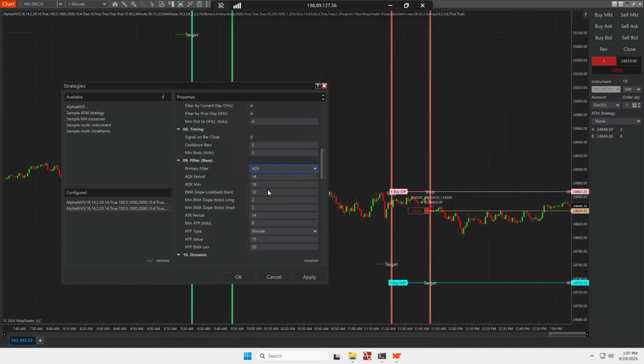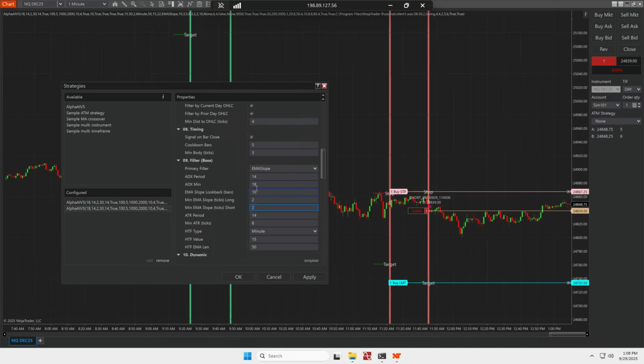Same for the EMA slope. EMA slope means the curve of the EMA. So if the EMA slope is 2 ticks or less, it will not take trades. Also, you can change it. ATR period is 14, minimum ATR is 8. So if the ATR is less than 8, also we can change it, it will not take trades.